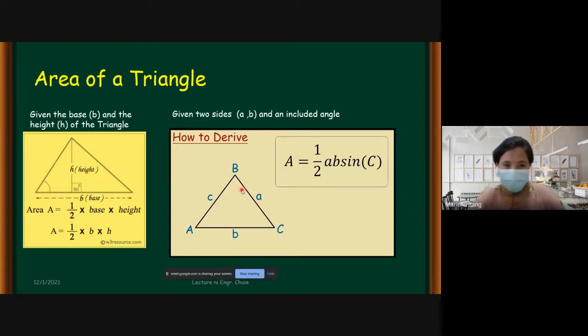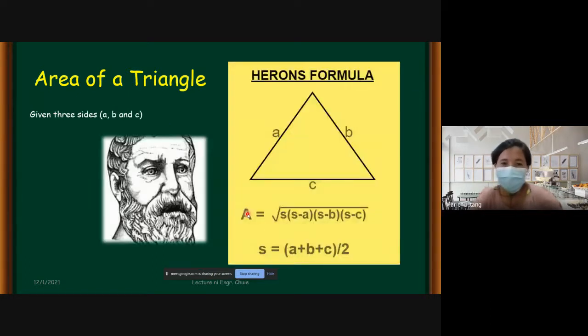However, if you are already given the sides, what if you don't have the value of the interior angle? What will happen to the formula? If you don't have the value of the included angle, there is another formula for that. According to the scientists, we have Heron's formula. If you are given A, B, and C, and you don't have any angle, you only have the sides A, B, and C.